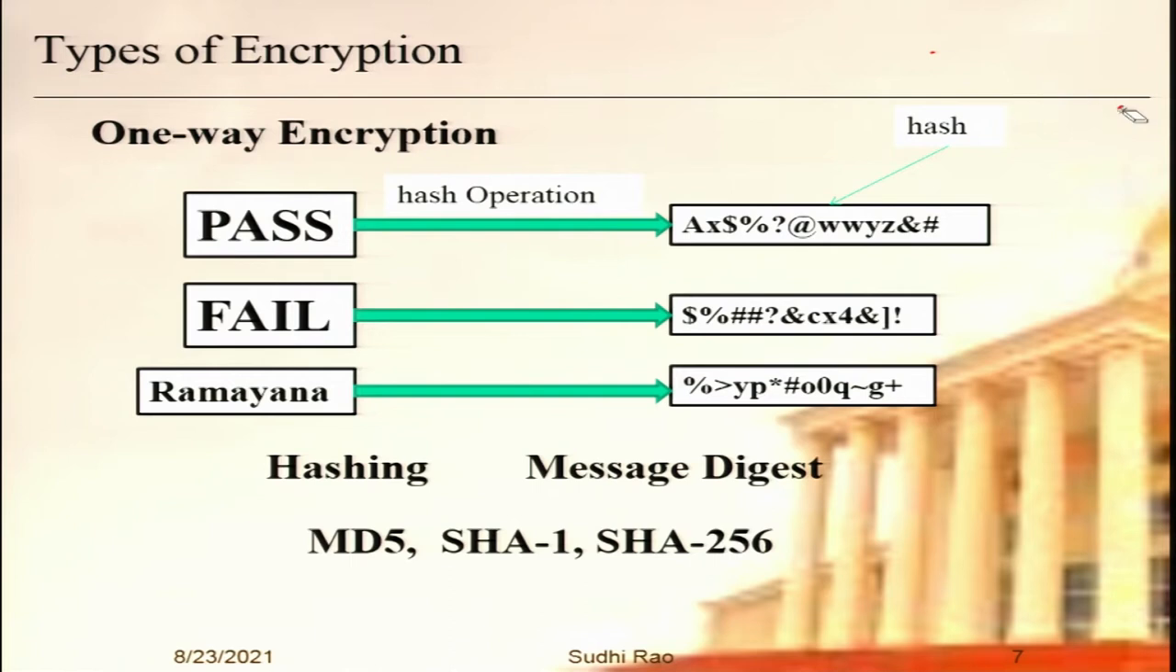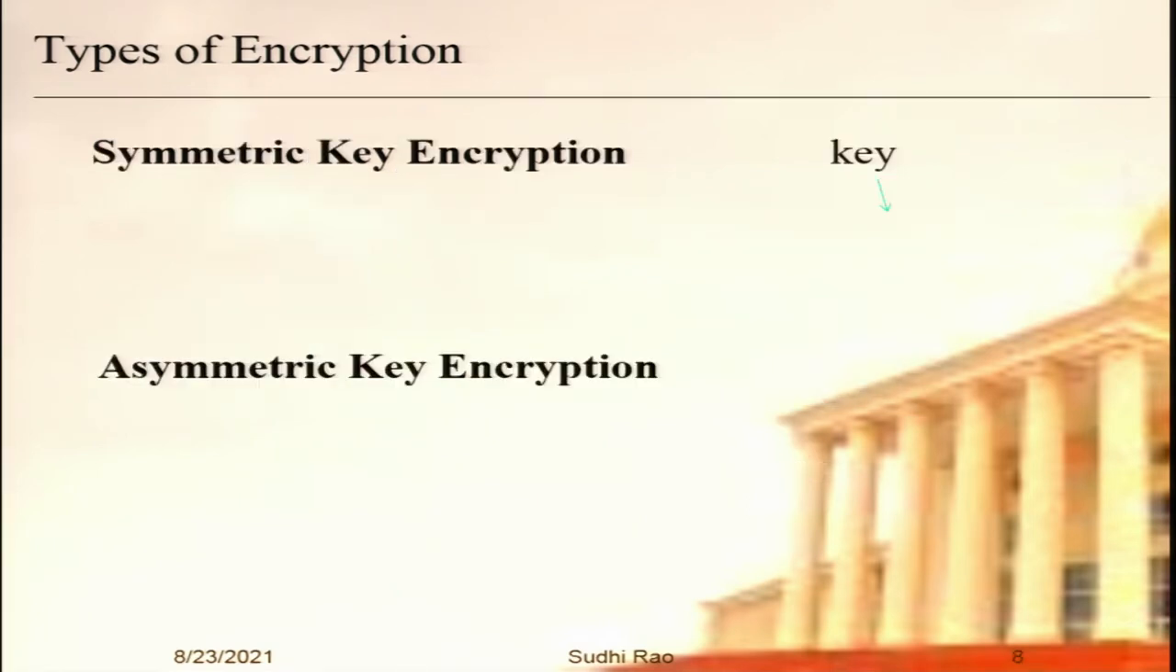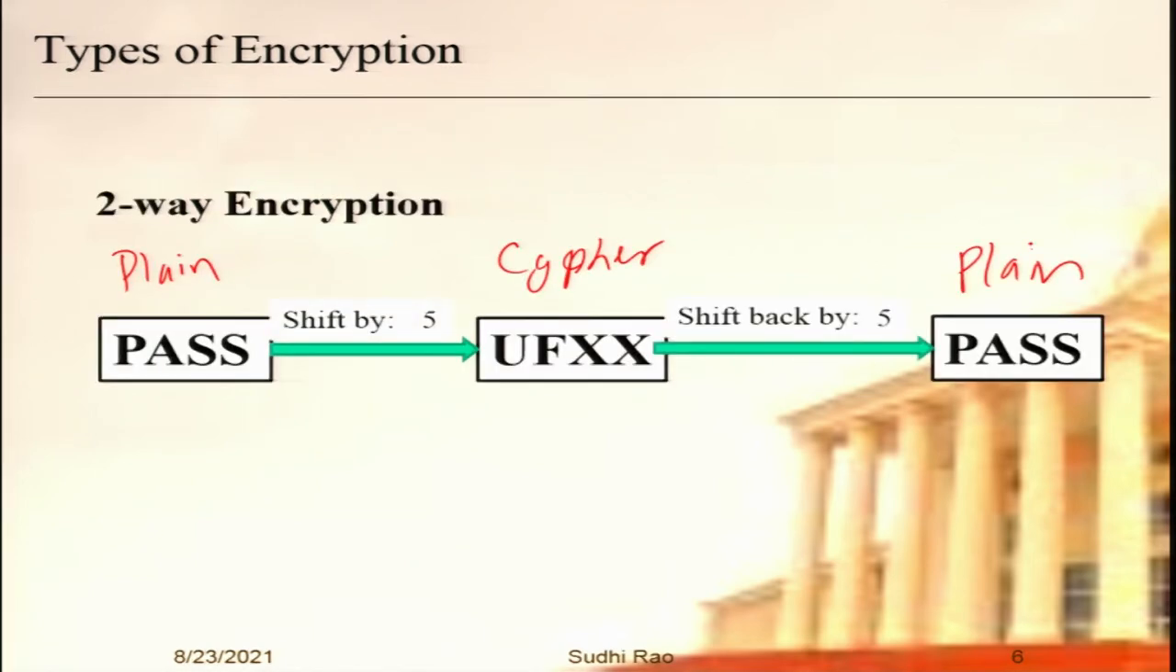So one is one way encryption, the second is two way encryption. Let us look at the third way of classifying. One way to classify is one way encryption and two way encryption. Another way to classify is based on the type of key. Let us go back to the example. In this example, the key to encrypt is 5, and the key to decrypt is also 5. You could say minus 5 if you want, but the basic digits of the key remain the same. We use the same key to encrypt and decrypt.